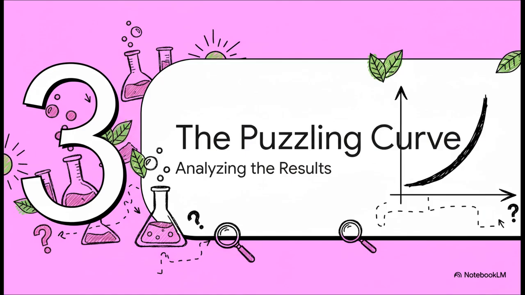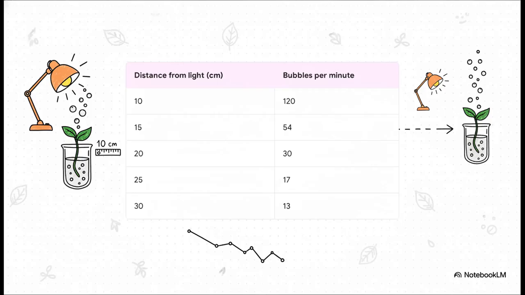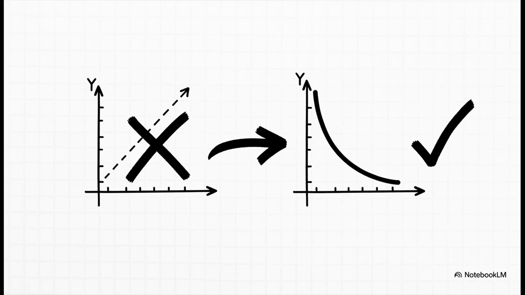And folks, this is where our mystery really kicks off. So here are our first clues. When the lamp is super close, just 10 centimeters away, we're getting a massive 120 bubbles per minute. As we move it further away, the rate drops off. Okay, that makes sense. Less light, less photosynthesis. But look really closely at how it's dropping off. It's not some steady, predictable decline. If you were to throw these results onto a graph, with distance on one axis and bubbles on the other, you wouldn't get that nice, clean, straight line you might expect. Nope, you get a curve. The relationship is clearly not as simple as it looks.